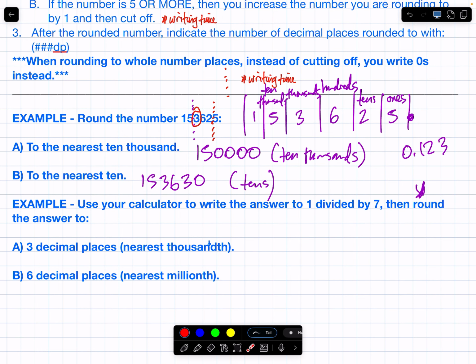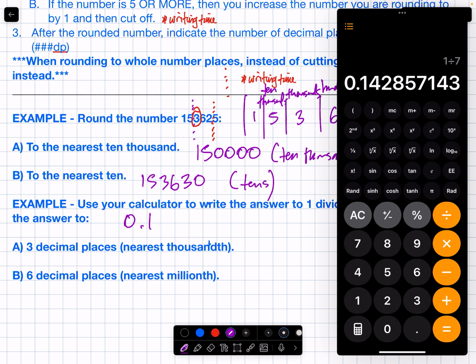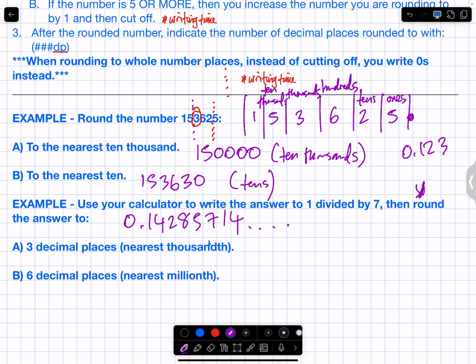Use your calculator to write the answer to 1 divided by 7, but then round the answer. So anything divided by 7 is not nice. 1 divided by 7. So I'll write that. 0.142857114. That actually goes on forever. It never ends. It's a repeating pattern of 142857142 and keeps going. I don't want to write all that. I want to cut it off to 3 decimal places.